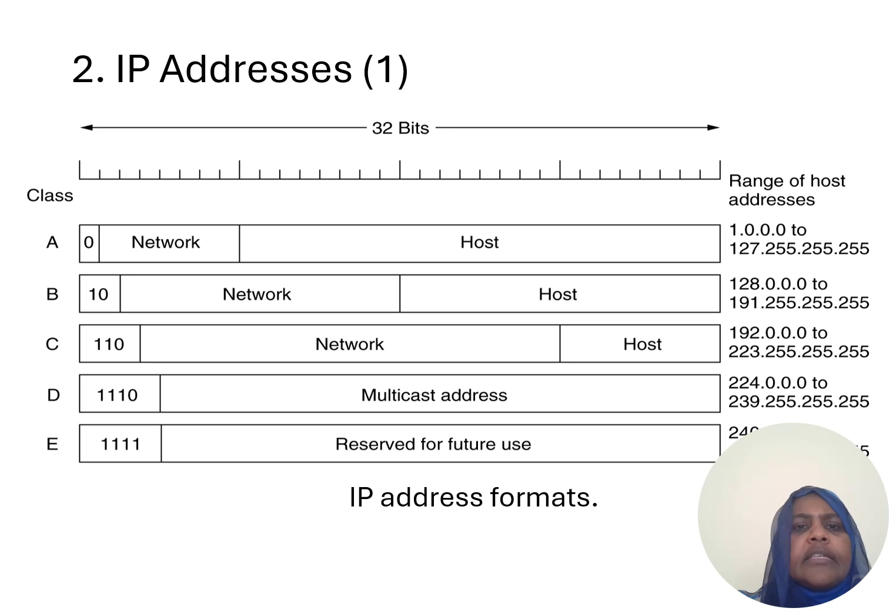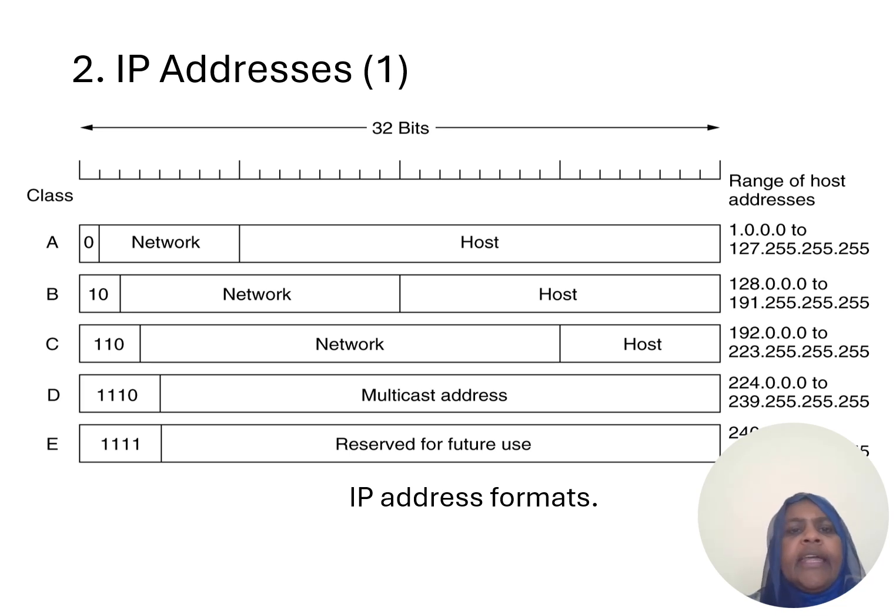IP addresses consist of 32 bits, that's 4 bytes. They are represented in a decimal format separated by dots. There are 5 classes of IP addresses. The first is A, with 1 byte for the network portion and 3 bytes for the host portion. The B class has 2 bytes for the network, 2 bytes for the host. C class has 3 bytes for the network, 1 byte for the host.